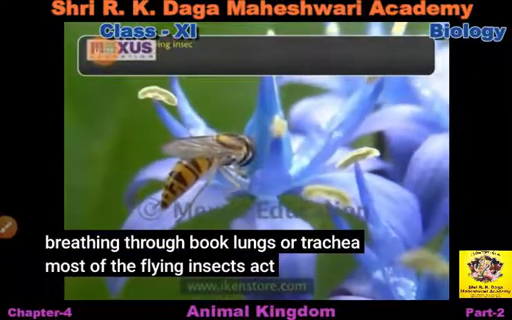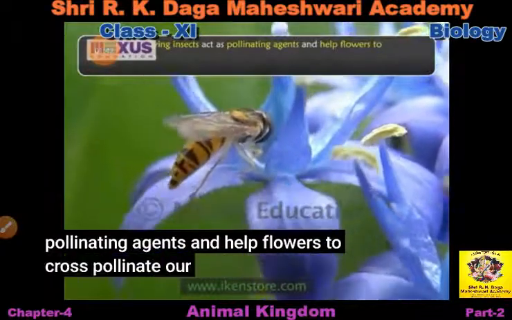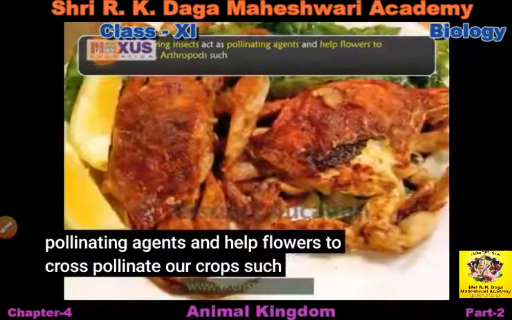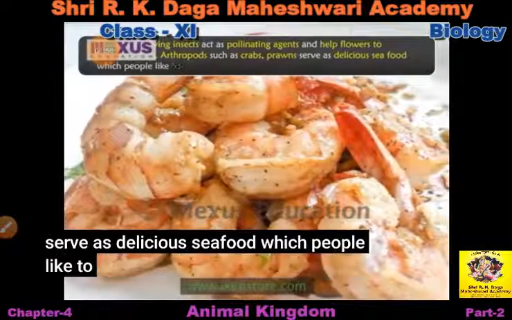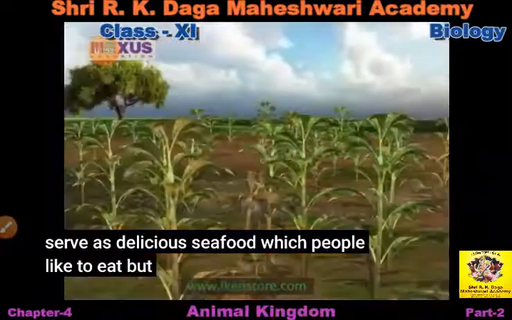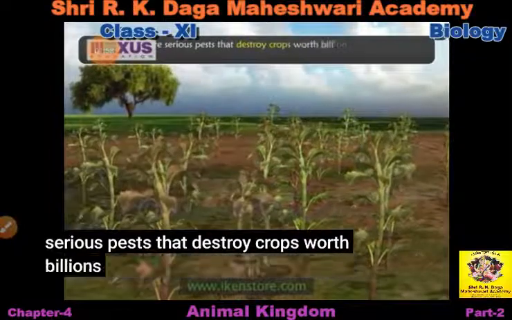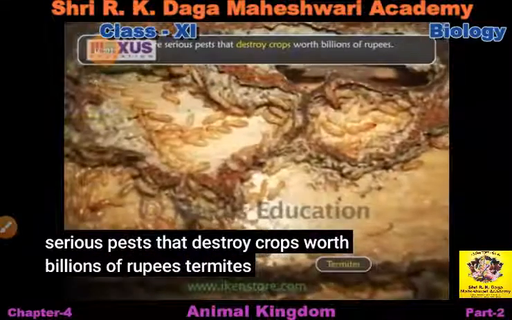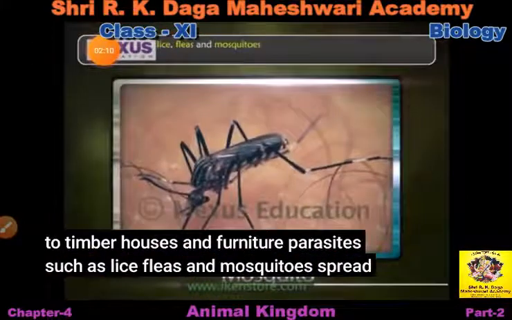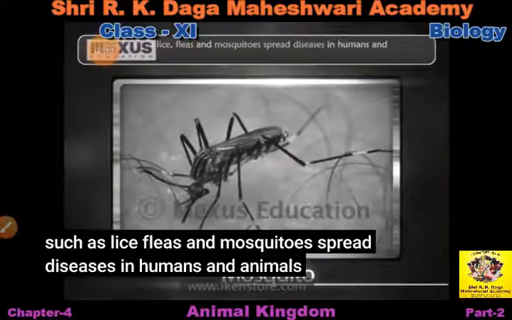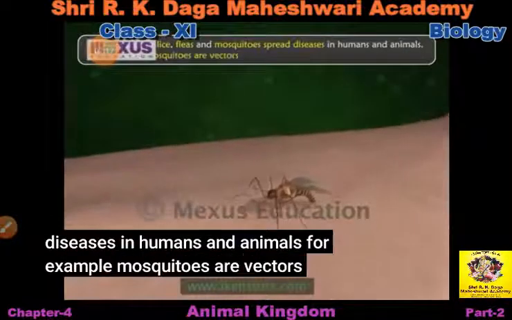Most of the flying insects act as pollinating agents and help flowers to cross-pollinate. Arthropods, such as crabs and prawns, serve as delicious seafood which people like to eat. But several insects are serious pests that destroy crops worth billions of rupees. Termites cause damage to timber, houses and furniture. Fleas and mosquitoes spread diseases in humans and animals. For example, mosquitoes are vectors of malaria.